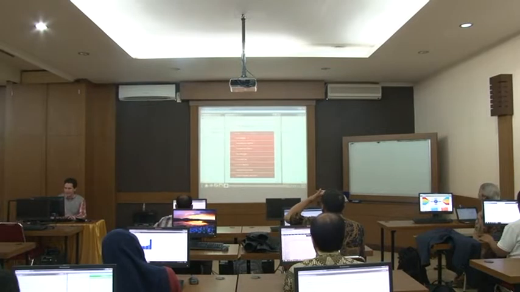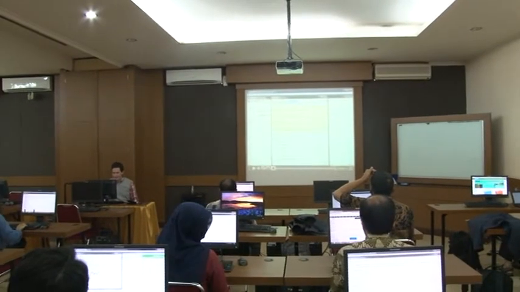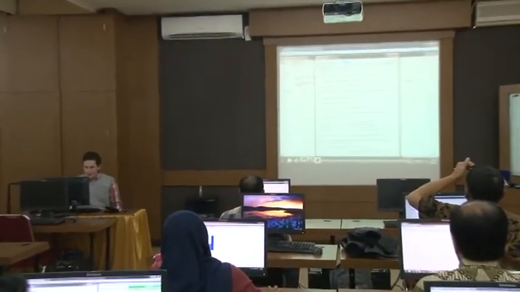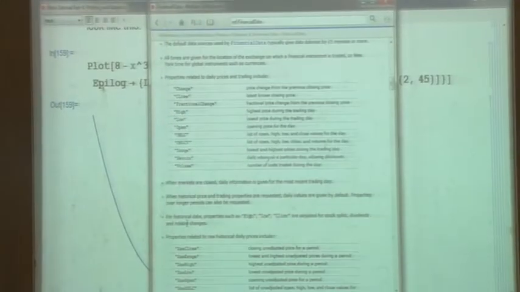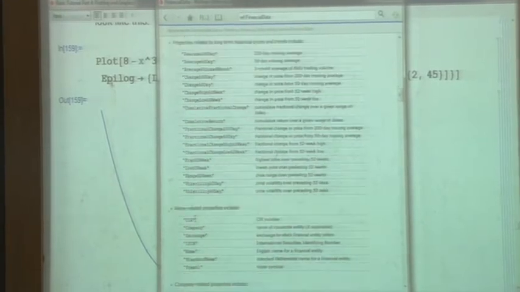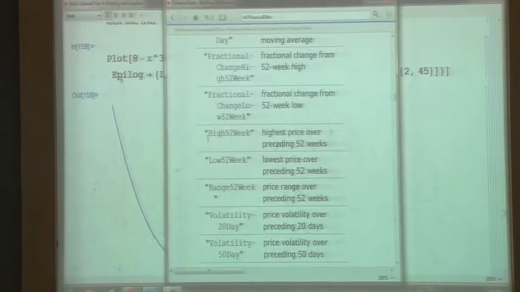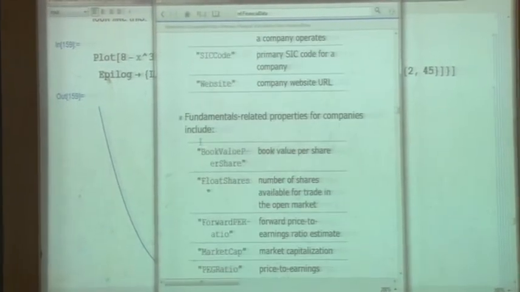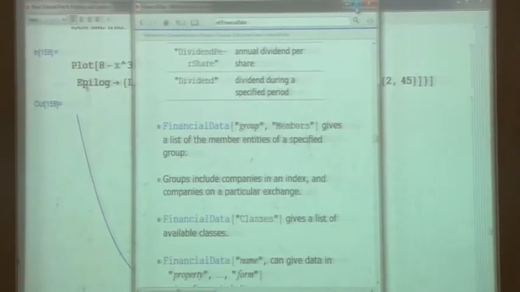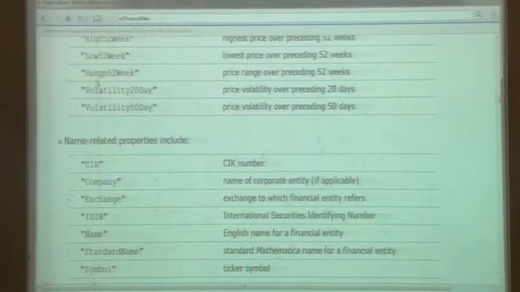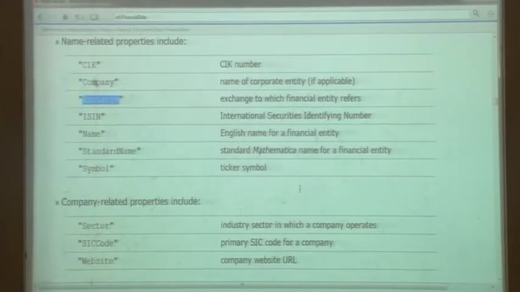And if you check financial data, you know, we go to financial data here, and under details, we can look at all the properties, all right? So the property that we are looking for is exchange. So we are looking for this property, right? Exchange, in which financial entity refers.